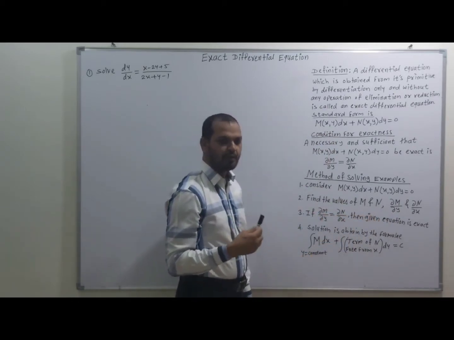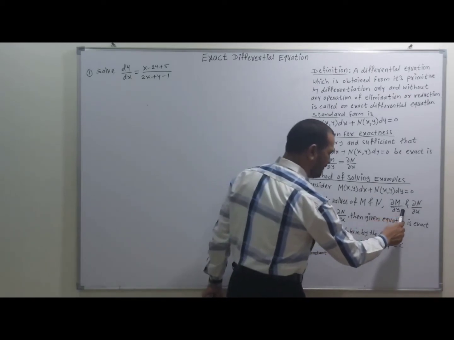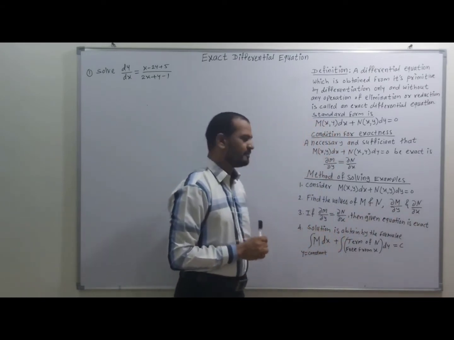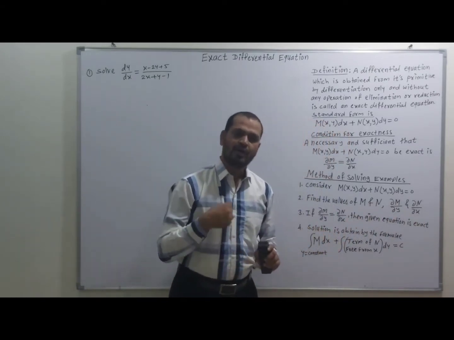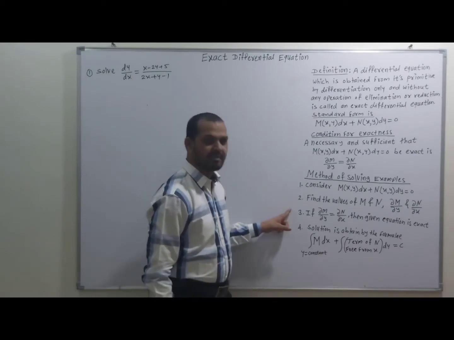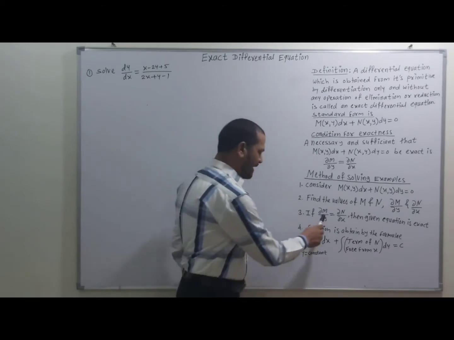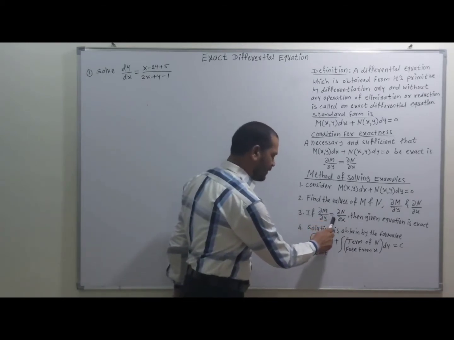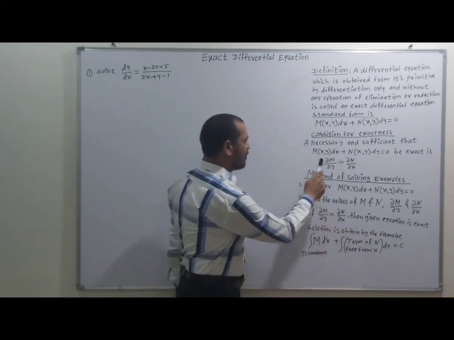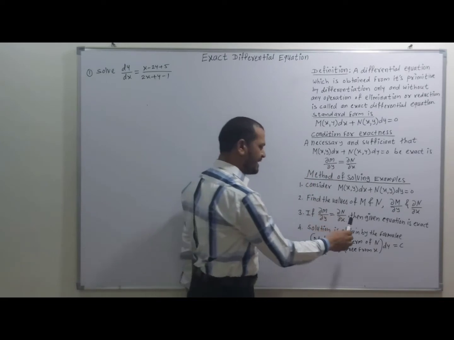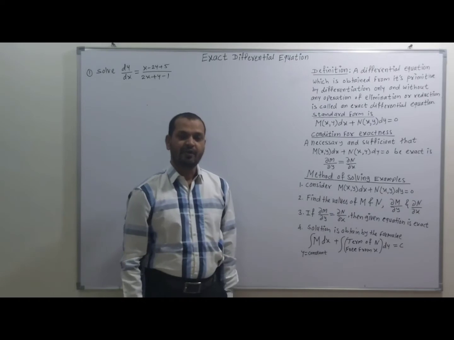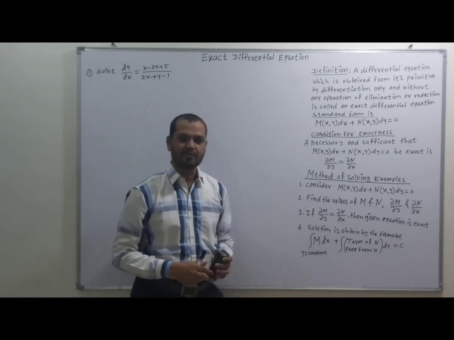After finding these two values, find the partial derivative of M with respect to y, and again find the partial derivative of N with respect to x. This is step number 2. Then step number 3 says that if the partial derivative of M with respect to y equals the partial derivative of N with respect to x, if this condition holds, then according to this theorem, we say that the given equation is exact. This is step number 3 for solving examples based on exact differential equations.